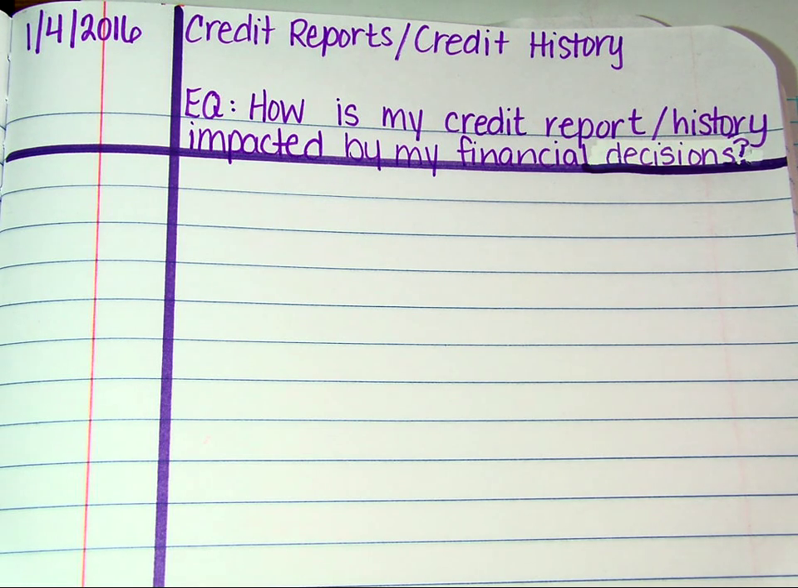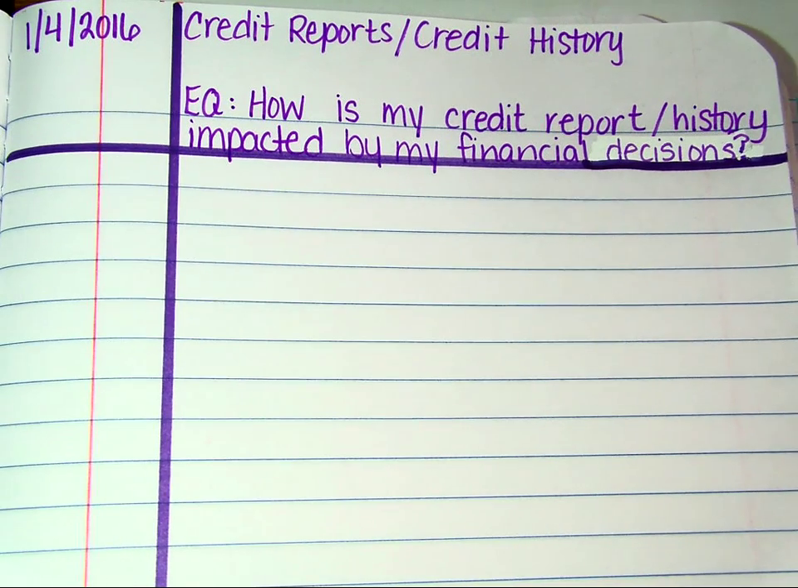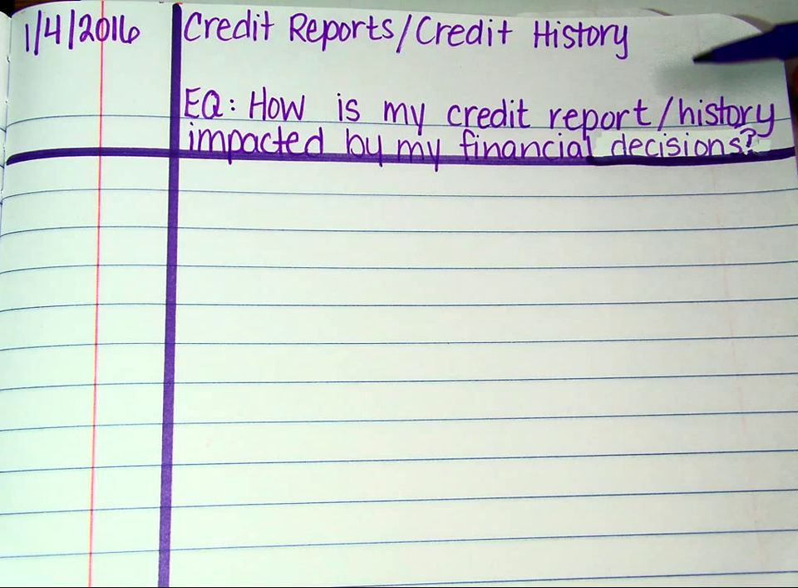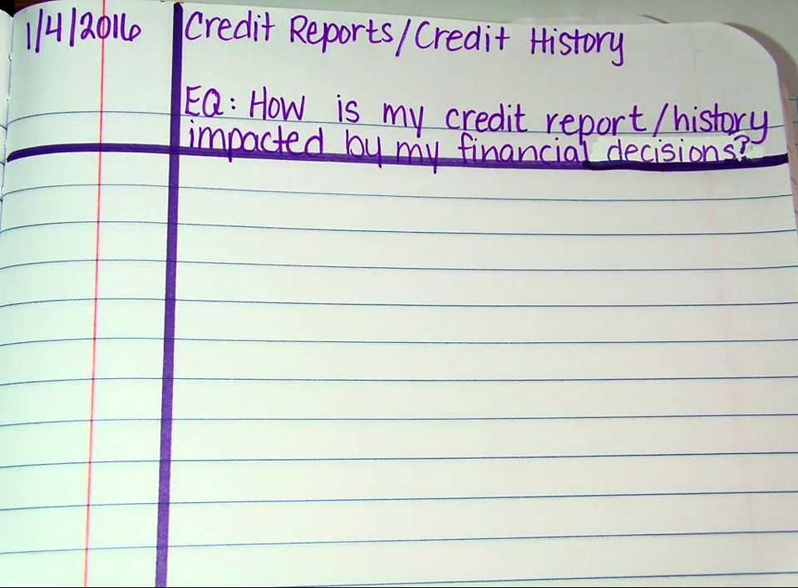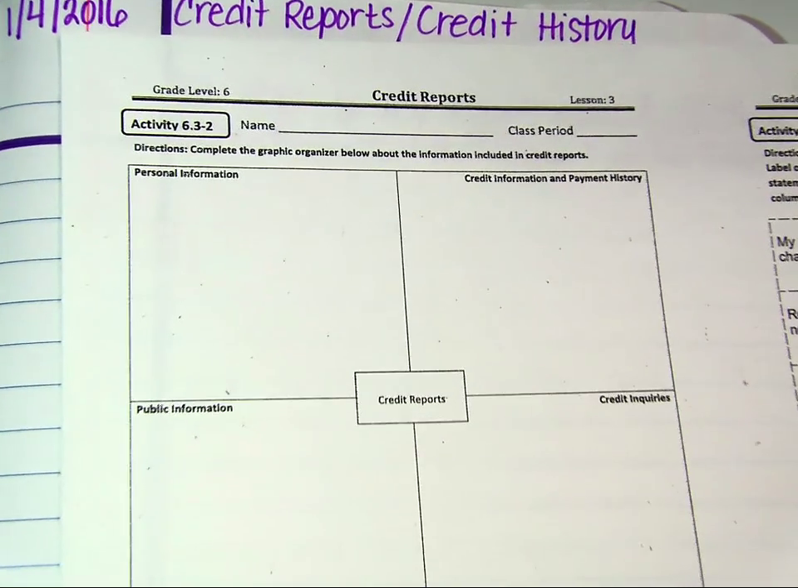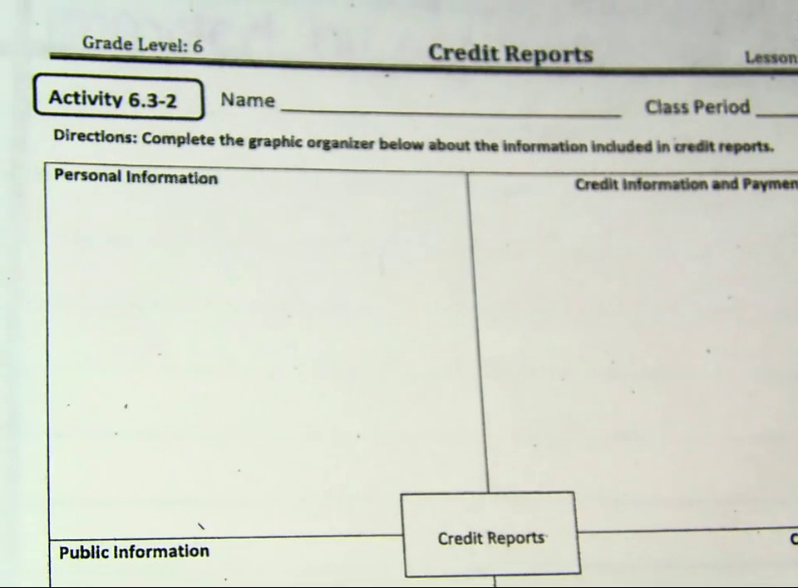Our journal here has the title. Today's date is January 4, 2016. We have credit report / credit history. And the essential question that we want to be able to answer is, how is my credit report or credit history impacted by my financial decisions? So we're actually going to take notes on this assignment paper today. So if you'll take that out, and notice we're going to do a section at a time.